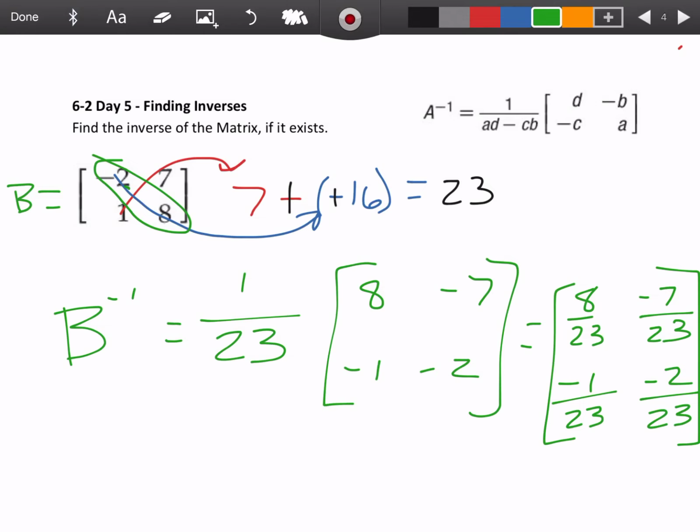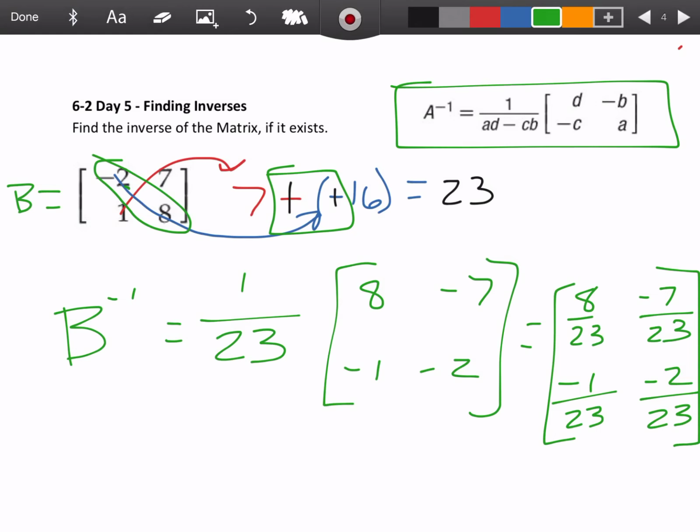So just a couple of steps to follow. Make sure that you remember about the change. Maybe use a calculator there if you need to. But then obviously follow your inverse formula here, which is driving these whole problems.